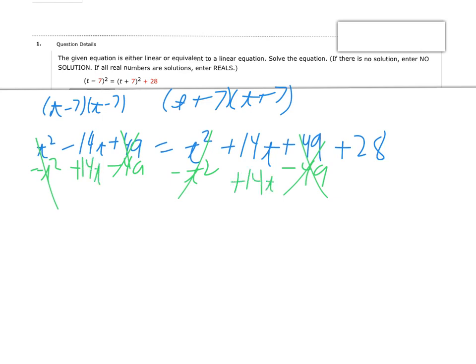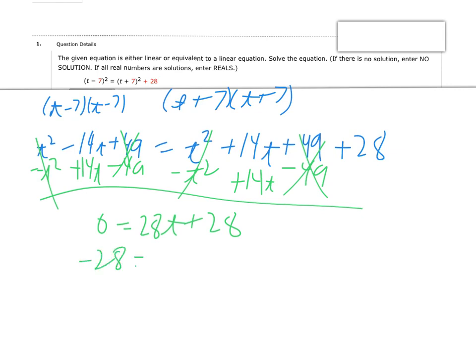Oh, you know what? I probably should have moved that over. All right, it's okay. So 0 equals 28t plus 28. I would then subtract the 28 over, so negative 28 equals 28t, and then divide by 28. So t equals negative 1.